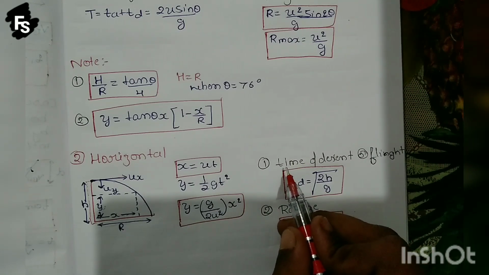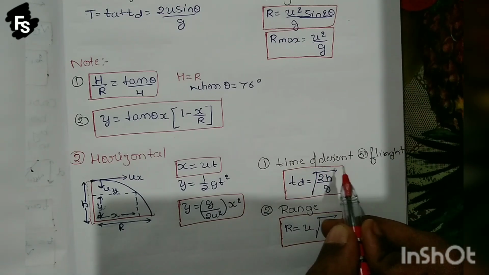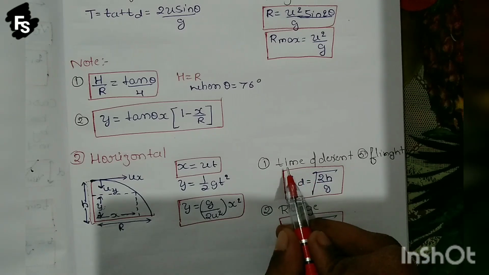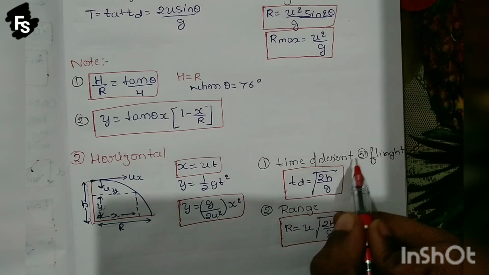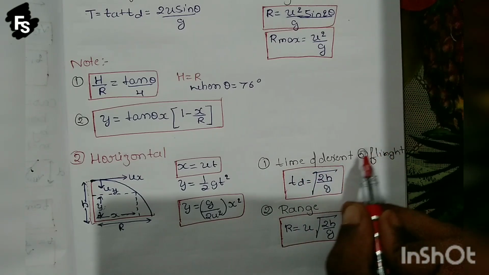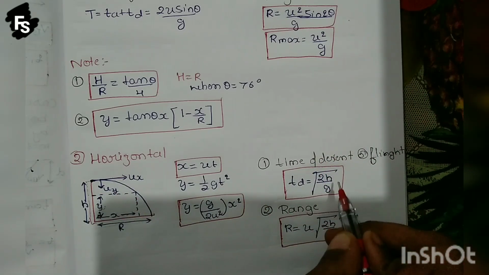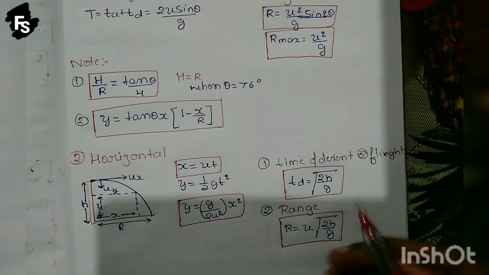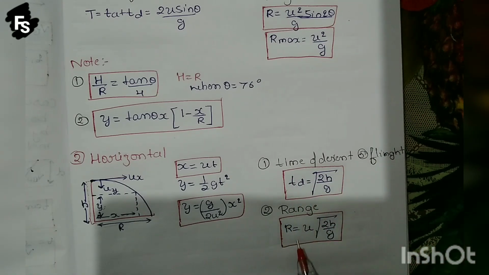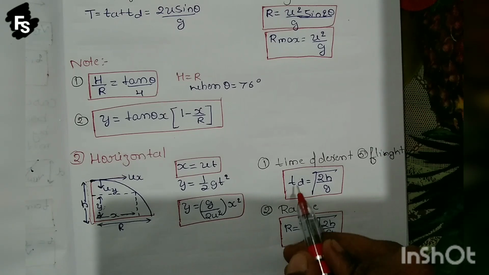Next, what is time of ascent? There is no time of ascent here, only time of descent. What is time of descent or flight? Both are equal because only time of descent works. Time of descent is equal to root of 2h by g. Remember this formula also. Second, range. Range is equal to u into root of 2h by g. Just multiply u to this time.